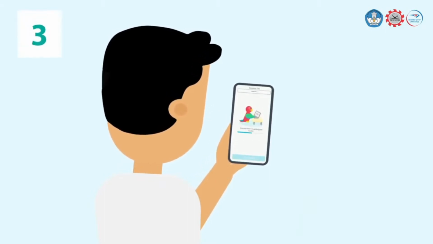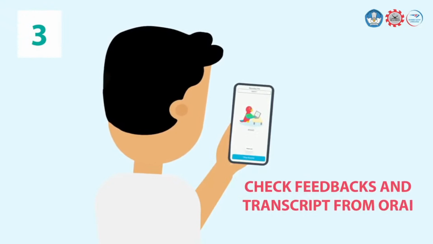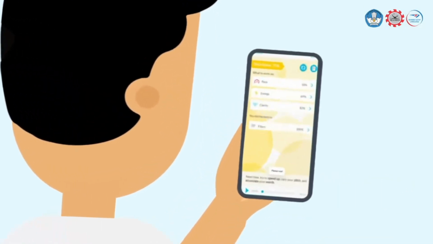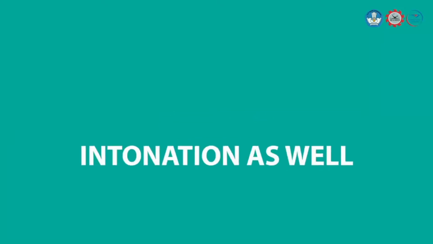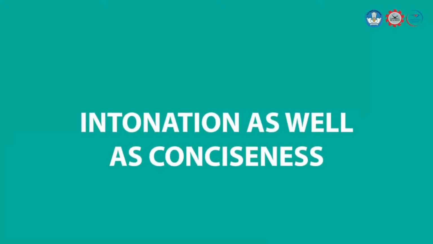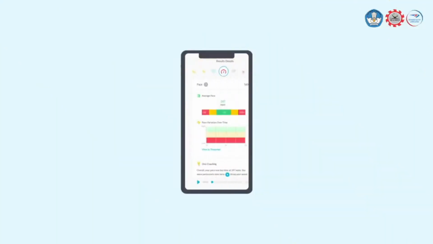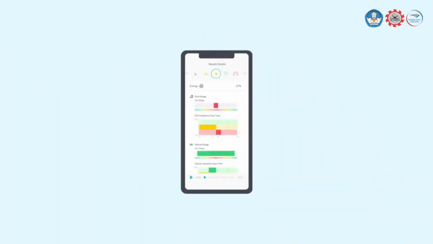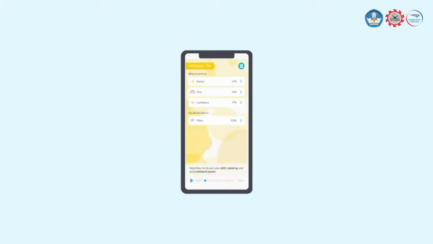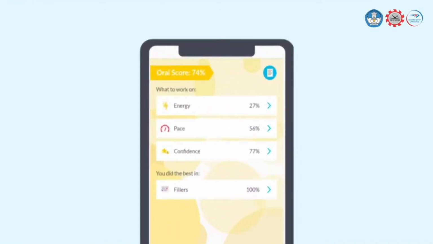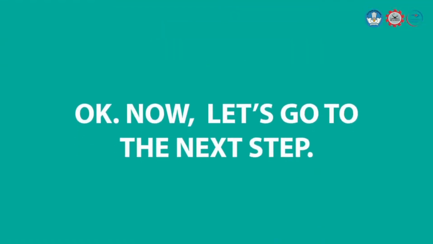Third, students check feedbacks and transcript from Orai. The aspects assessed are speaking pace, fillers, clarity, pausing, and intonation, as well as conciseness. This is the sample image of feedbacks provided by Orai. Here, we have one more sample of feedbacks. Okay, now let's go to the next step.